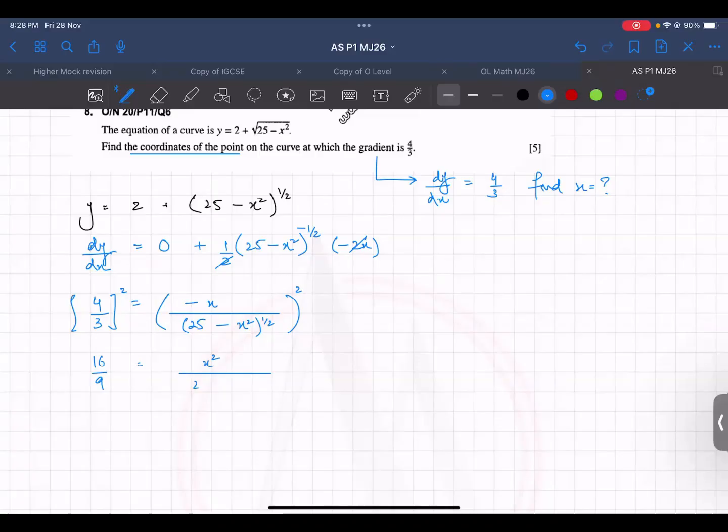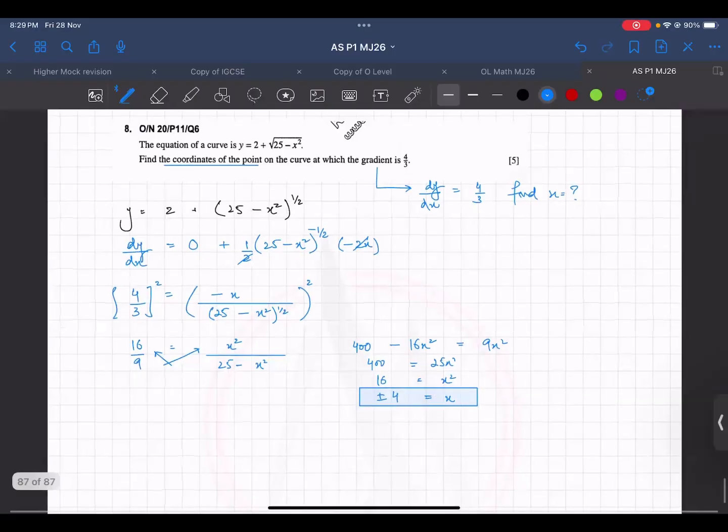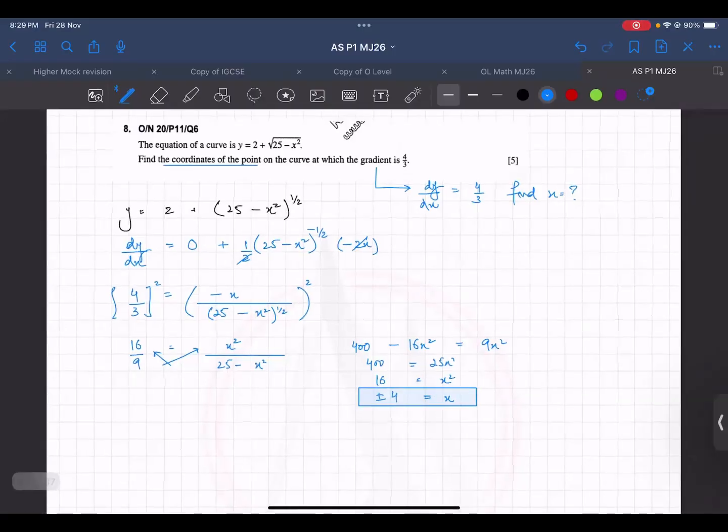400 is equal to 25 x square. X square will be equal to 400 divided by 25, which will be 16. So your x comes out as plus minus 4. So this means that there are two values of x at which the gradient of the tangent is equal to 4 upon 3. And now we will find the value of y as well, not just the value of x.